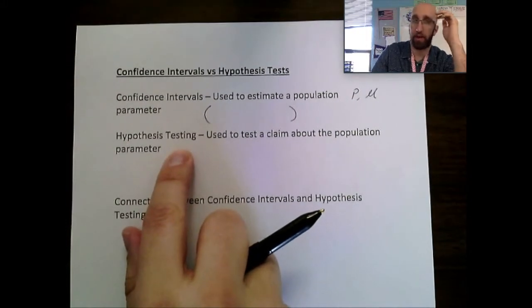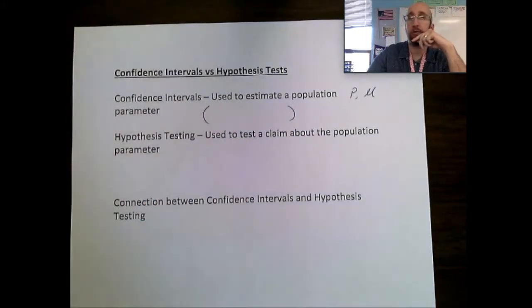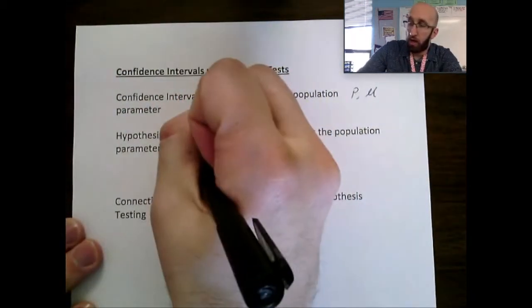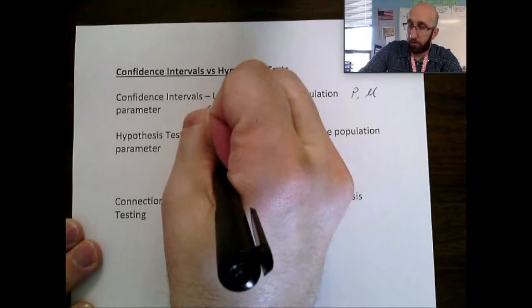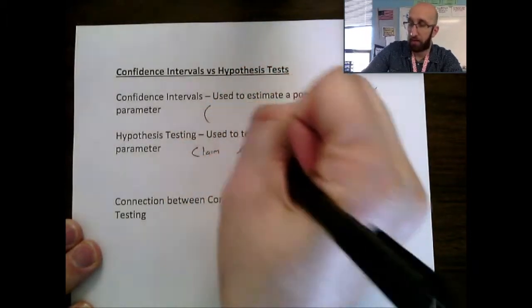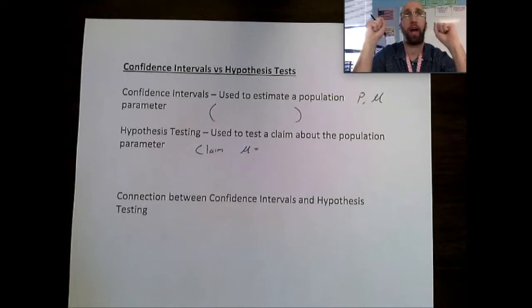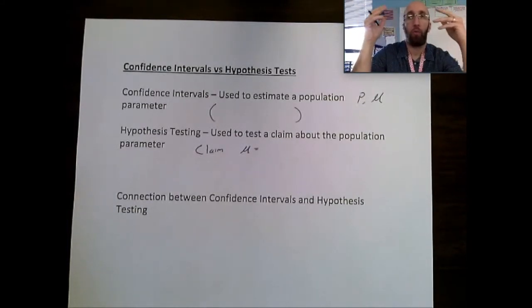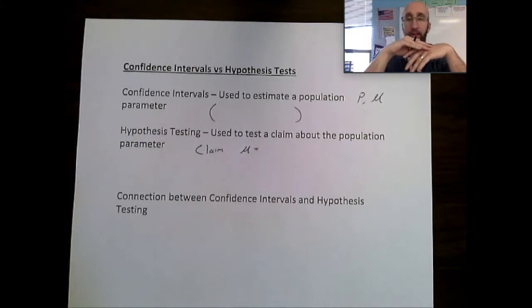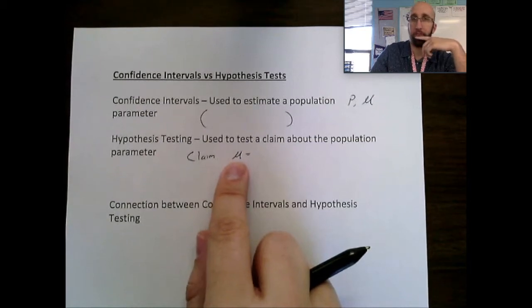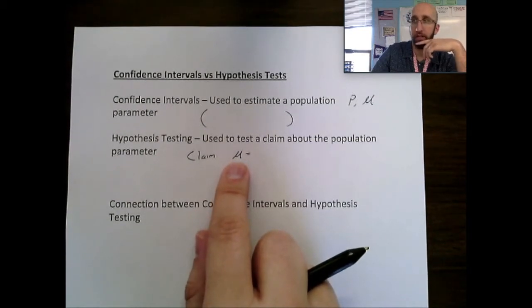Hypothesis testing is slightly different. It's used to test a claim about the population parameter. Someone or something is going to claim that they know. We'll just use mu, for example. They'll claim, I think the population average is 17, say. What we're doing in a hypothesis test is taking this claim about the population and determining, is it basically right or wrong?